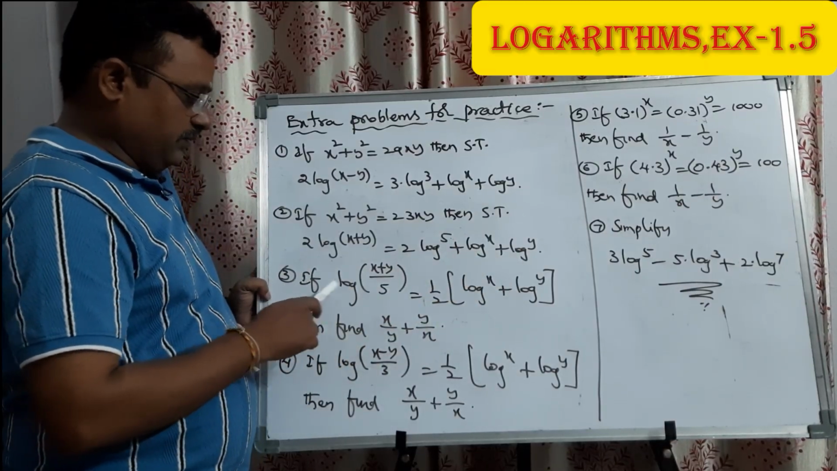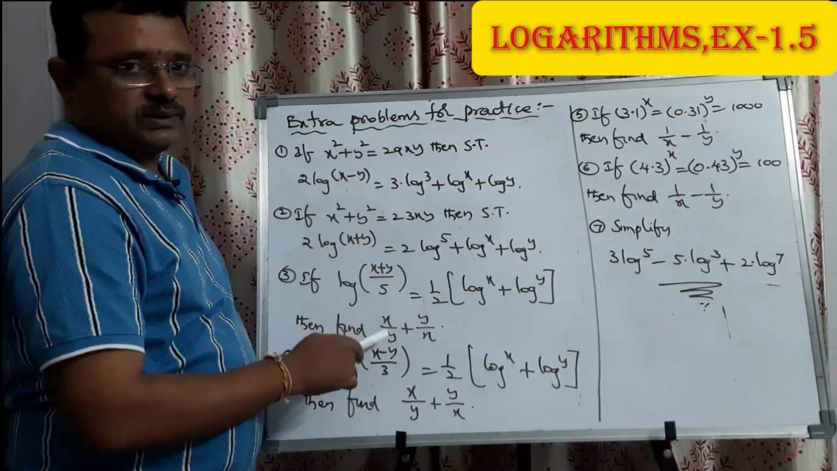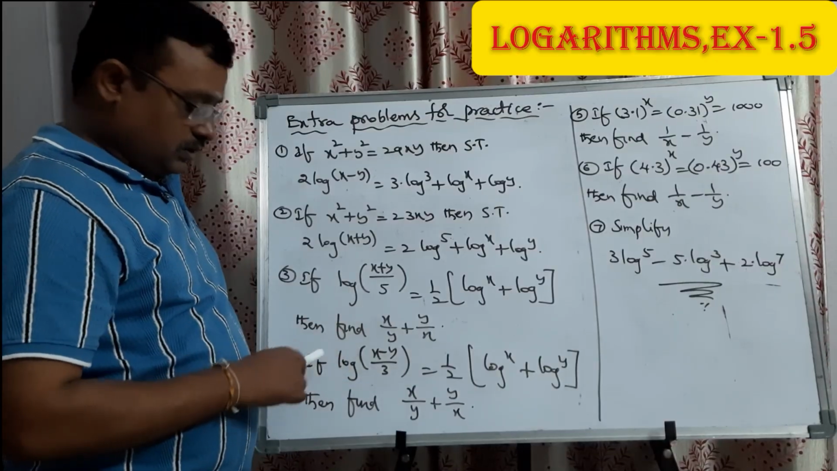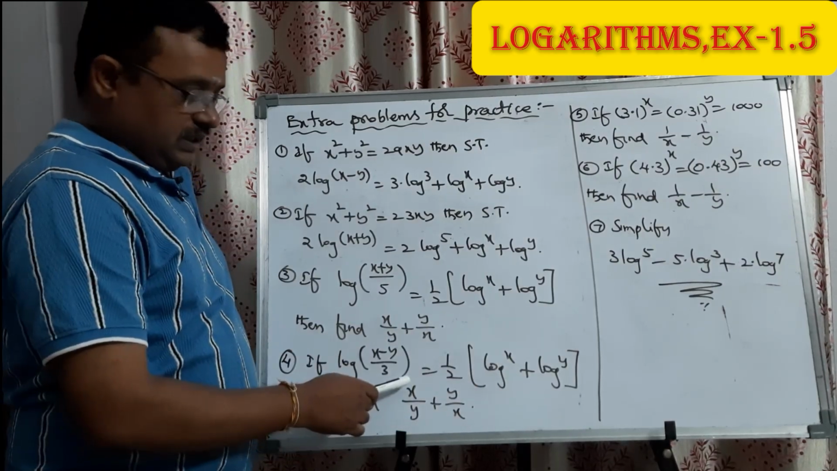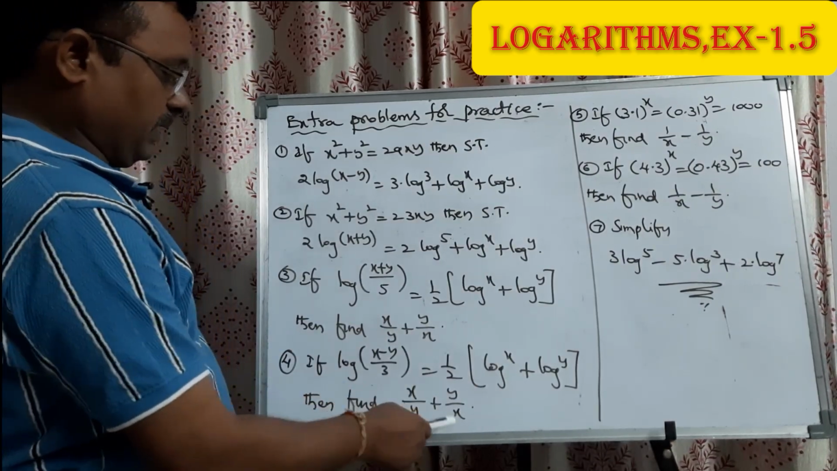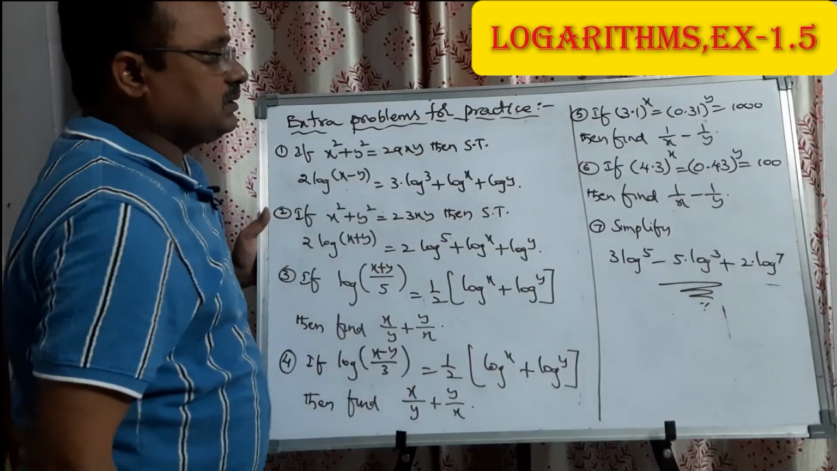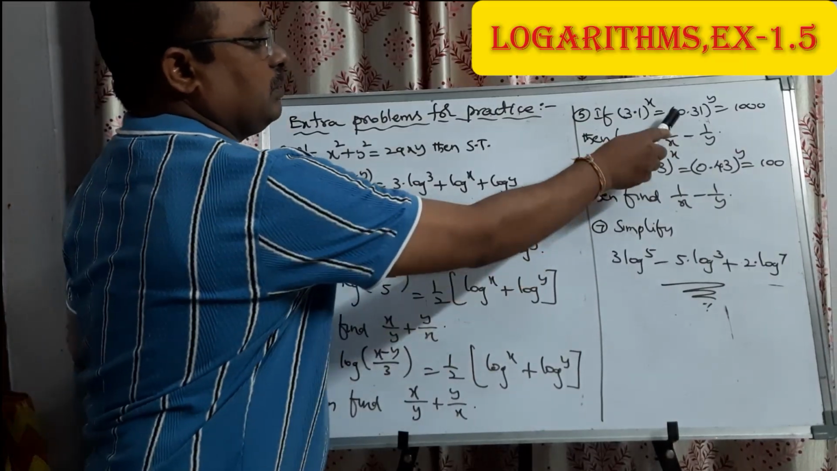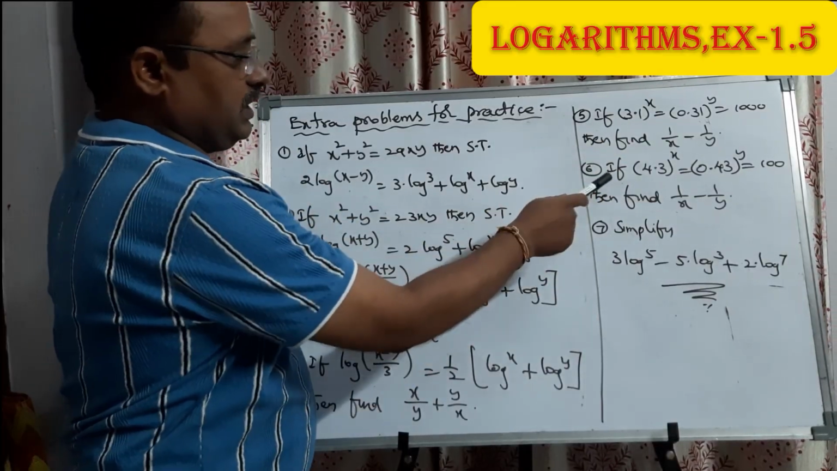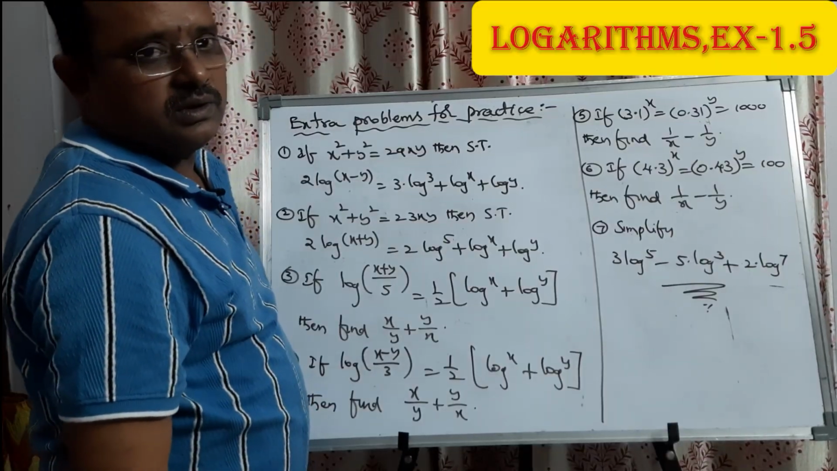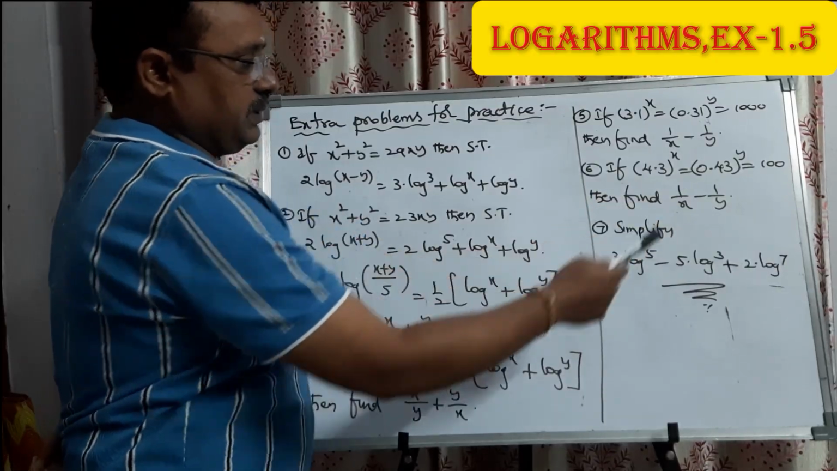Next, sixth question model: if log of x plus y by 5 equal to half of log x plus log y, then find the value of x by y plus y by x. Seventh question model: if log of x minus y by 3 equal to half of log x plus log y, then find the x by y plus y by x model. Next: if 3.1 whole power x equal to 0.31 whole power y equal to 1000, then find the value of 1 by x minus 1 by y. Same model: if 4.3 whole power x equal to 0.43 whole power y equal to 100, numbers changed, then find the value of 1 by x minus 1 by y.